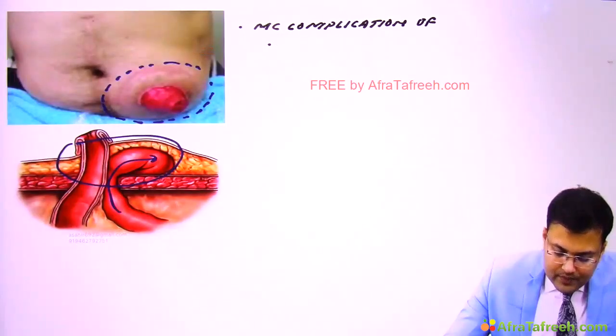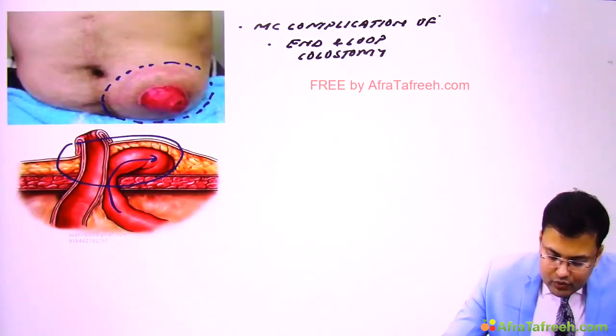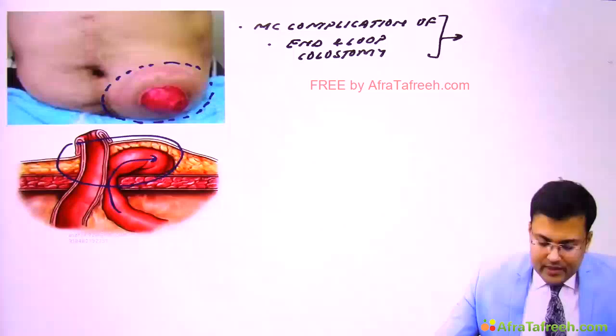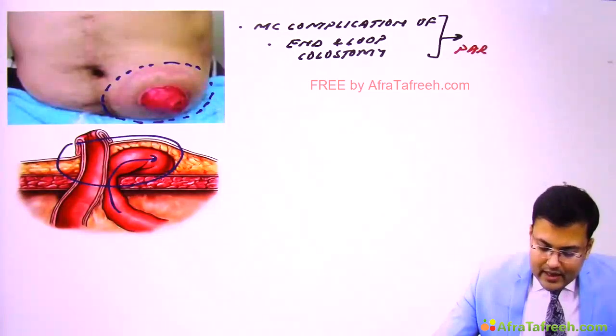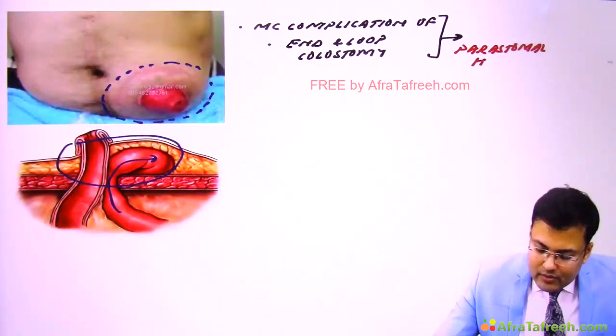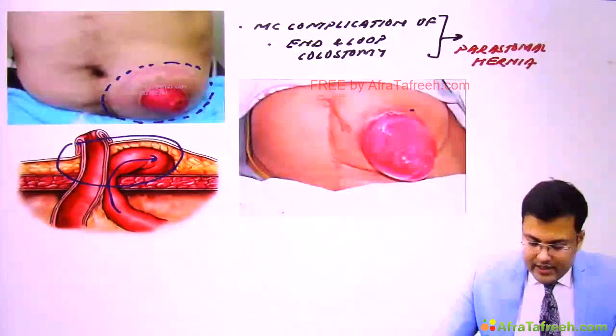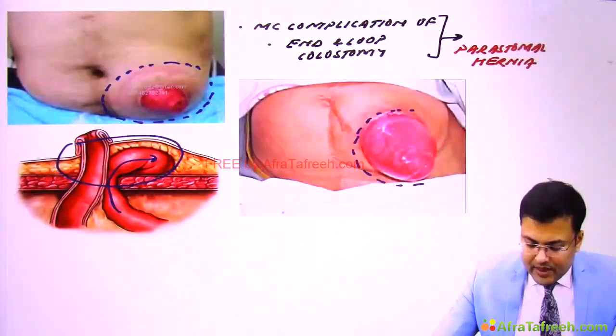So the first one-liner question: what is the most common complication of both end and loop colostomy? It is parastomal hernia. Okay, there is another complication, that is prolapse. Here you can see that there is prolapse of stoma.